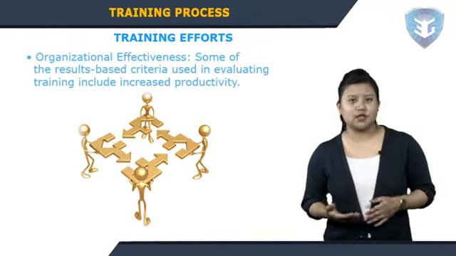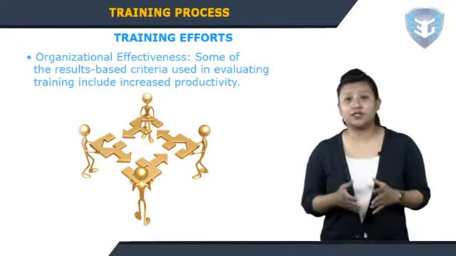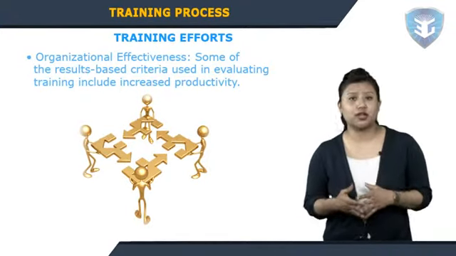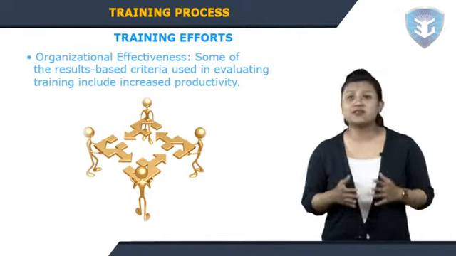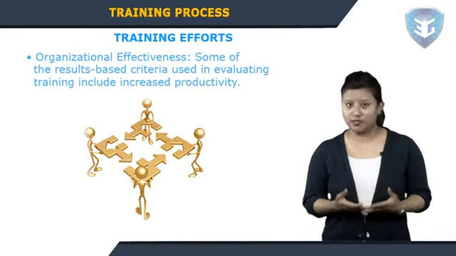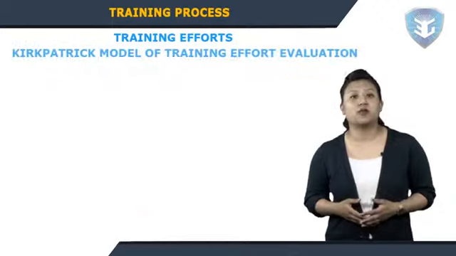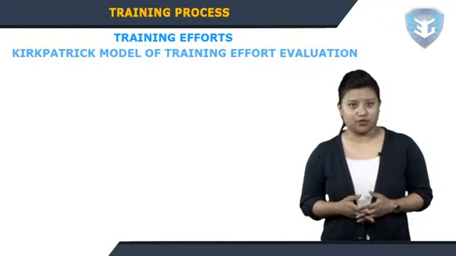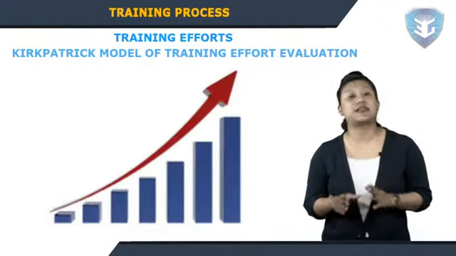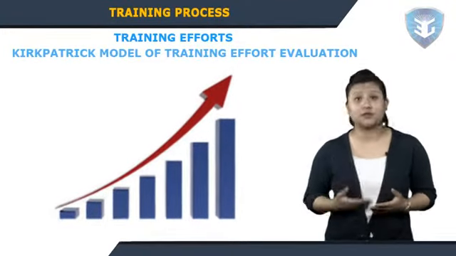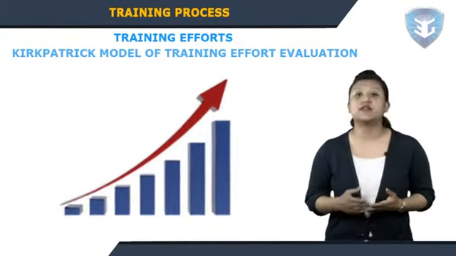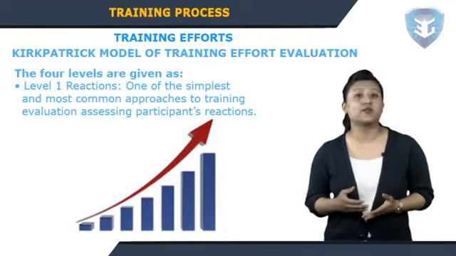Organizational effectiveness. Some of the results-based criteria used in evaluating training include increased productivity, fewer employee complaints, decreased cost and waste, and profitability. Kirkpatrick model of training effort evaluation. Parties spend substantial amount of money, energy and time on training and developing their employees. The four levels are given as: Level 1, reactions.